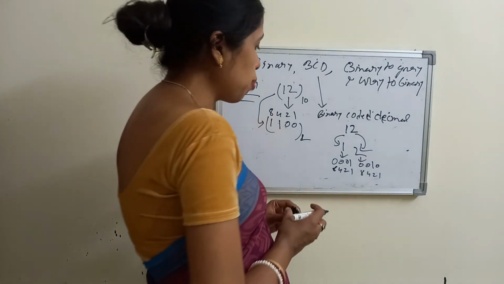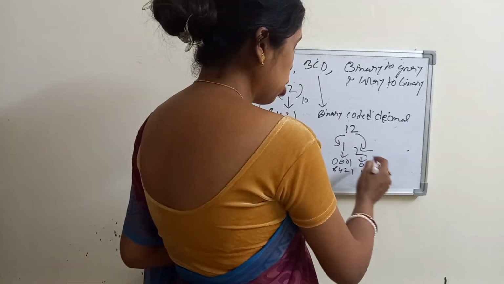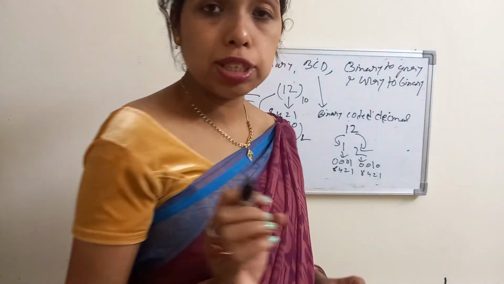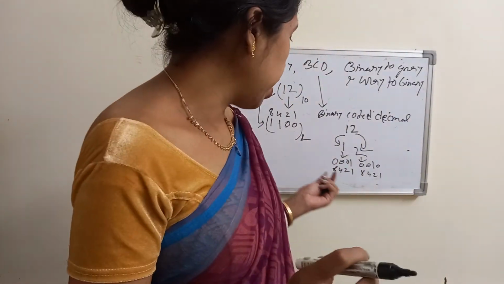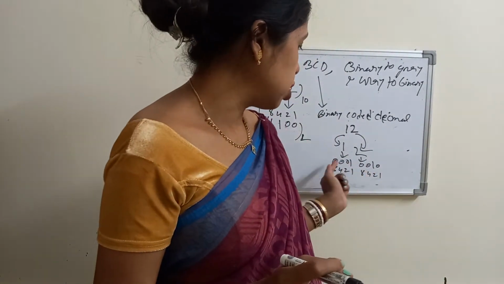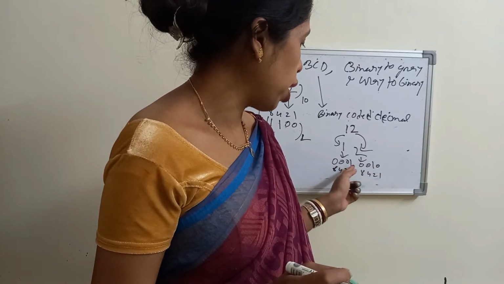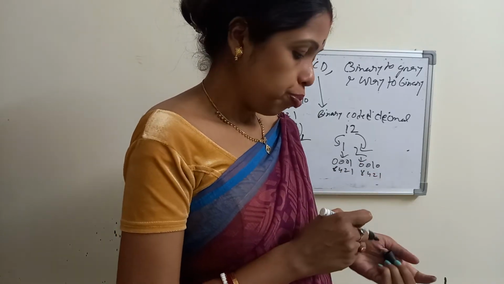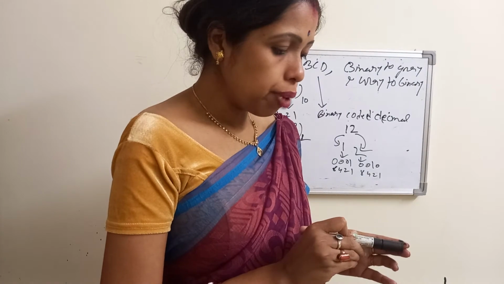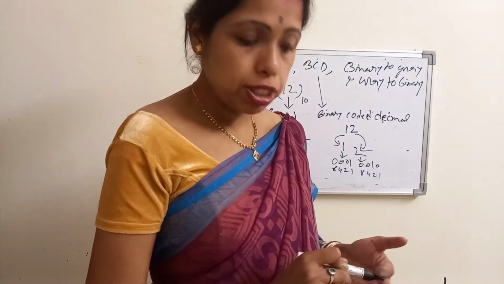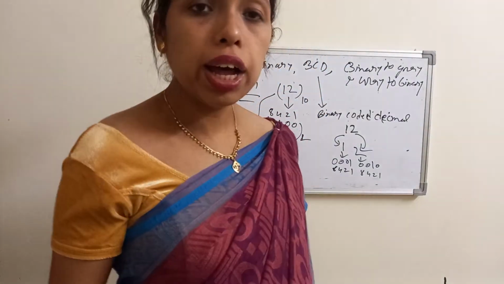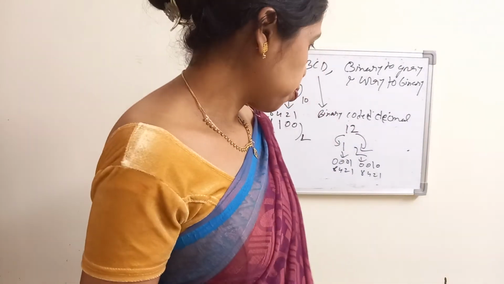So, the BCD number of 12. If you enter 12 as a BCD number, you will get a corresponding binary number: 0001 0010. Normally in computers we used to give the BCD number.